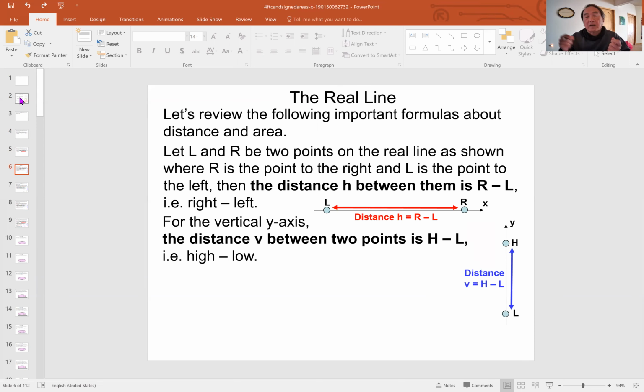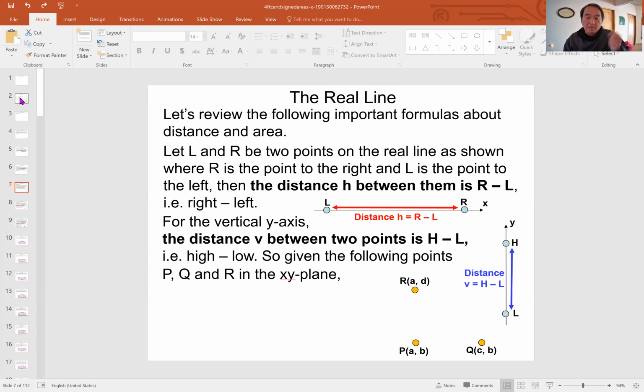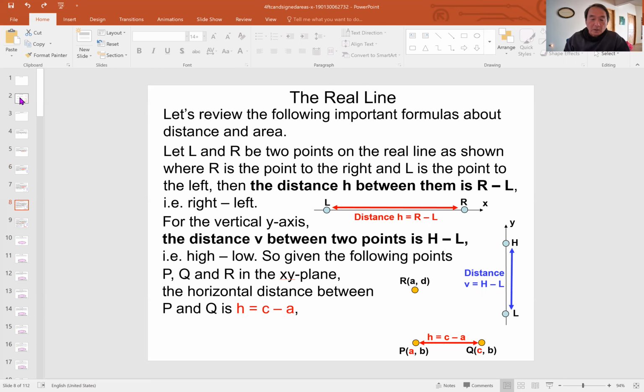Now, if I turn the axis vertical, pointing upward as positive, and I have two points at vertical positions, and I want to find the distance between the two points, I will take the top point's coordinate and subtract the bottom point's coordinate. So it's high minus low, if you like.